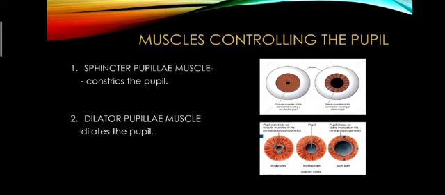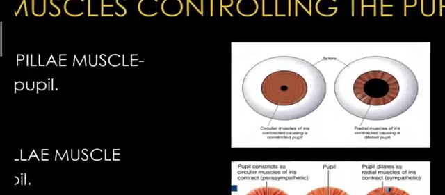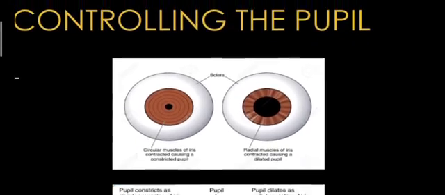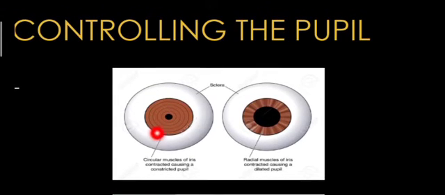The sphincter pupillae muscles are also known as the circular muscles of the iris of the eye. They are parasympathetic in nature, whereas the dilator pupillae muscles are also known as radial muscles of the iris of the eye, and they are sympathetic in nature. Here in this image, we can see how the circular muscles of the iris contract, causing a constricted pupil, and how the radial muscles of the iris contract, causing a dilated pupil.